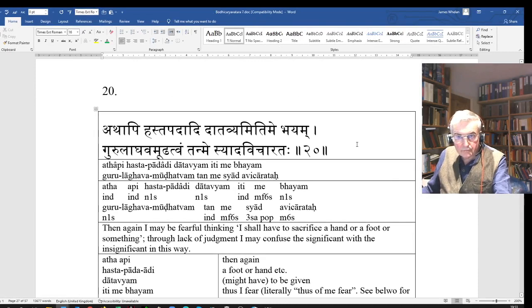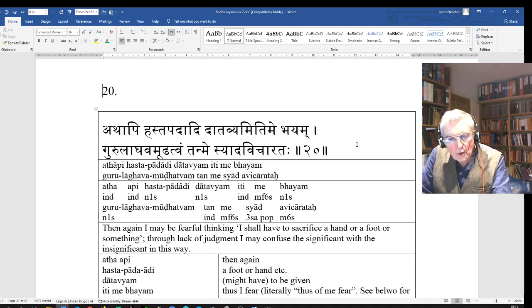Here we are. Atapi hastapadadi datavyamiti me bhayam guru laghava mudhatvam tanme syada vicharta. And again, Atapi hastapadadi datavyam iti me bhayam guru laghava mudhatvam tanme syad vicharta.